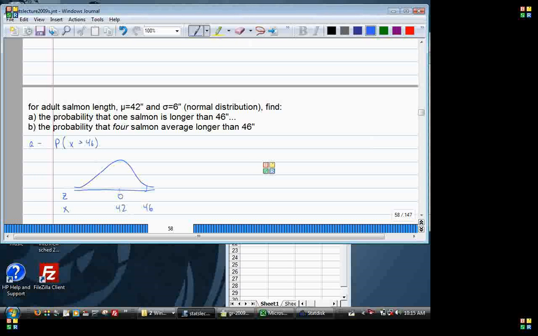Then shade where? Higher than 46. So what does that mean? To the right of 46. So what we want to do is find that area. So how do we do that?